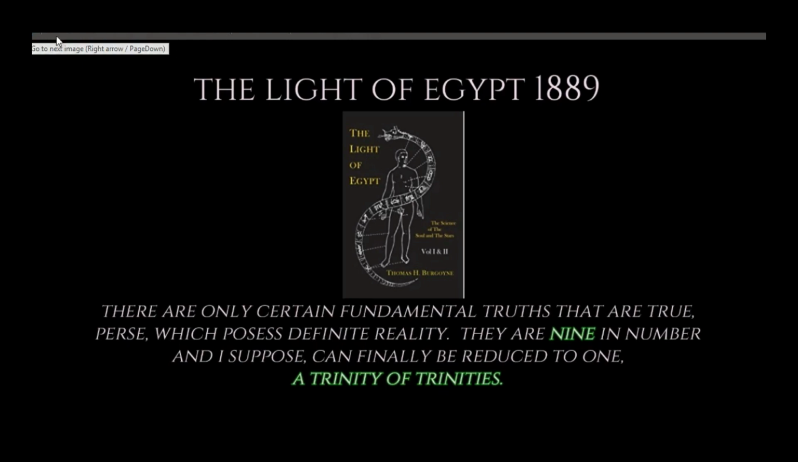Some more 9 symbolism. The book The Light of Egypt by Thomas Burgoyne. Here's an excerpt from that book regarding the number 9. There are only certain fundamental truths that are true, per se, which possess definite reality. They are 9 in number, and I suppose can finally be reduced to 1, a trinity of trinities. And of course, the reflecting pool of the monument points directly to the Trinity obelisk as well.